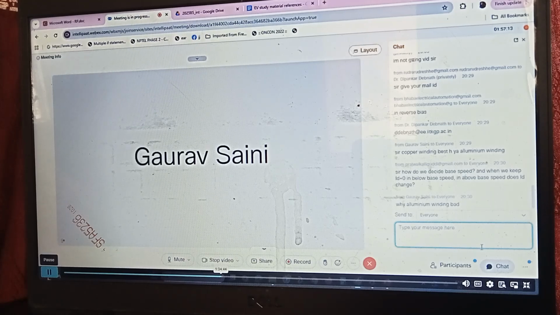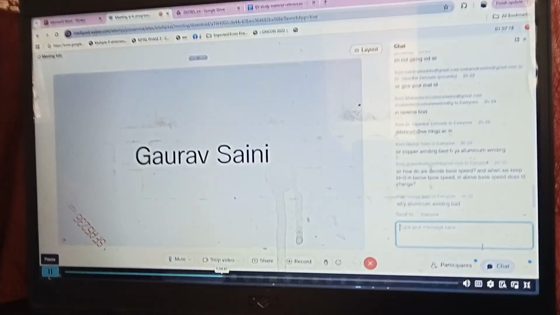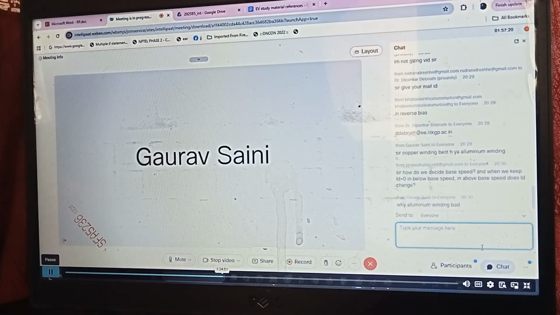But base speed will be determined from above base speed. Again, I'm saying above base speed, we are going to give ID negative. Below base speed, ID 0. Above base speed, ID we are going to give negative. Deep above base speed, ID is going to be more negative. So logically try to understand.